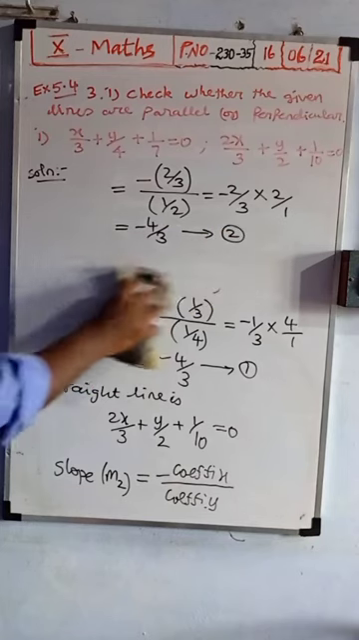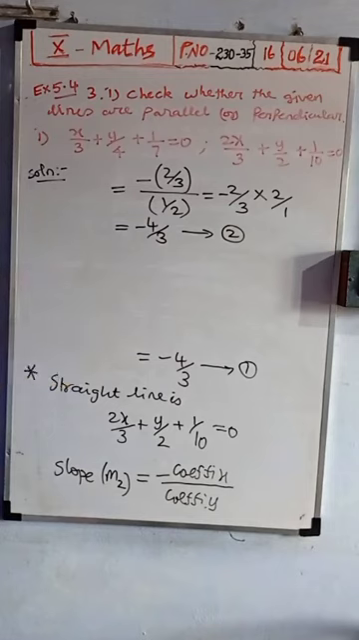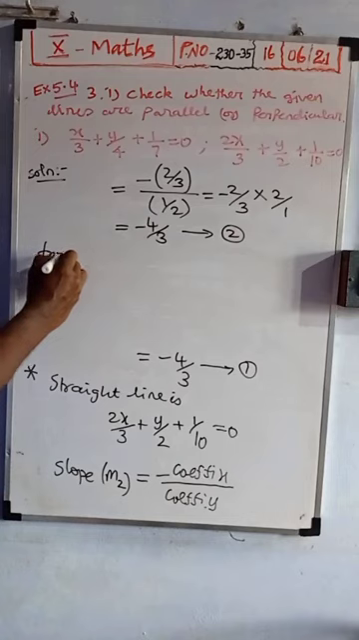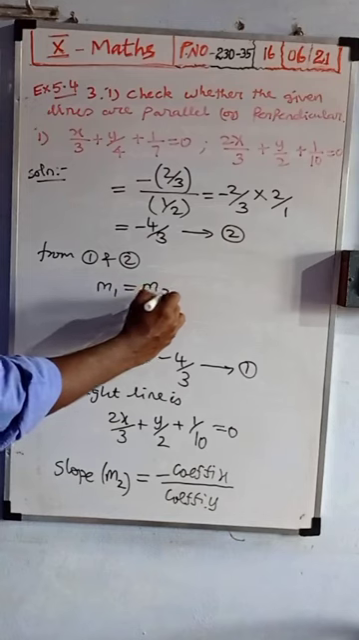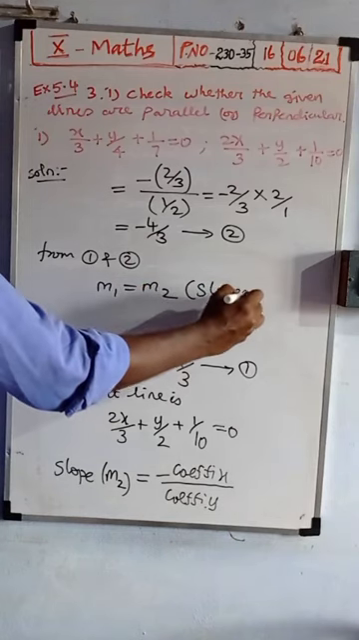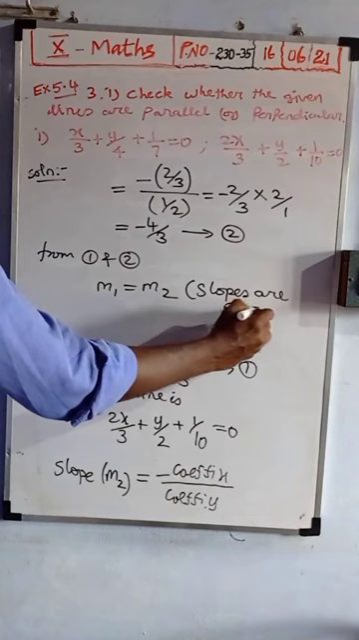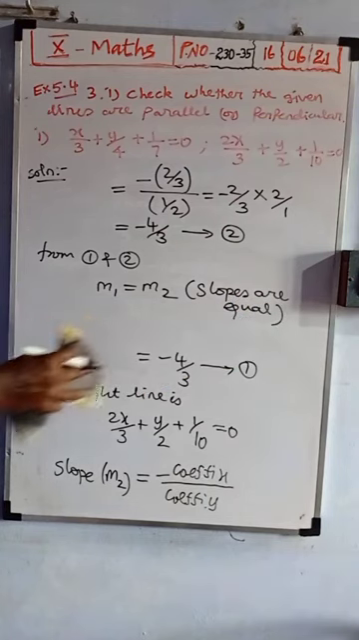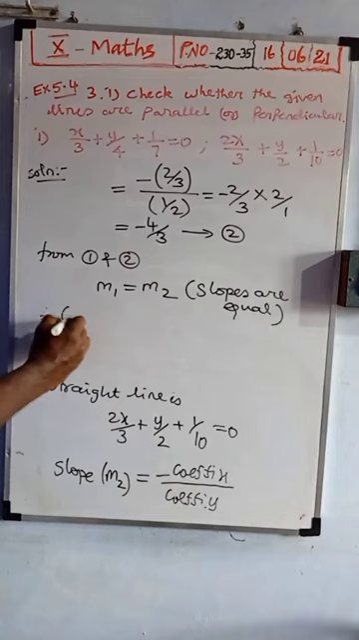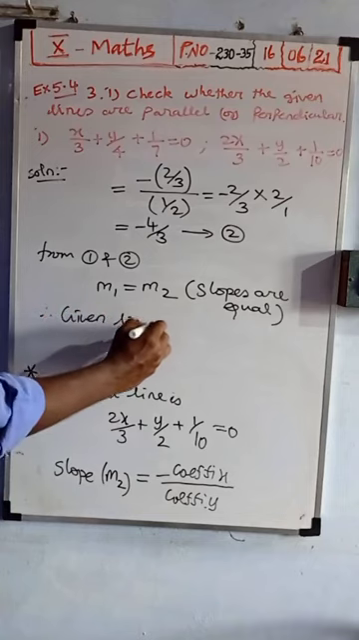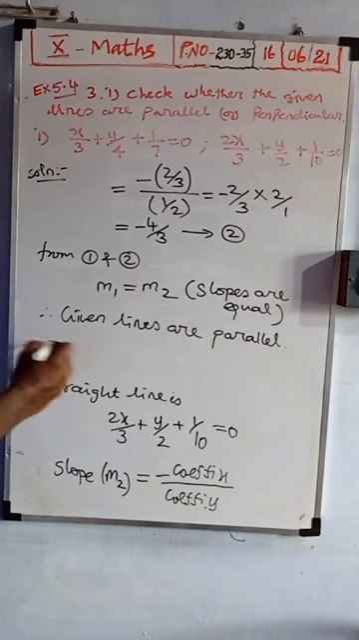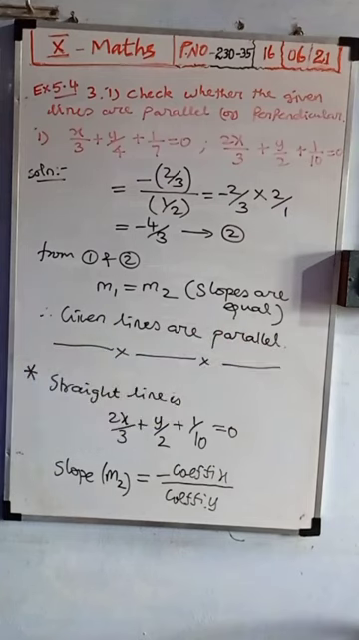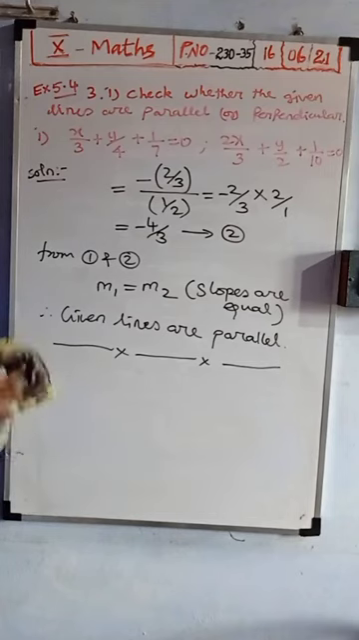So from 1 and 2, both the slopes came out equal. Slope m1 is equal to m2. Slopes are equal. Therefore the given lines are parallel. Okay, that's all.